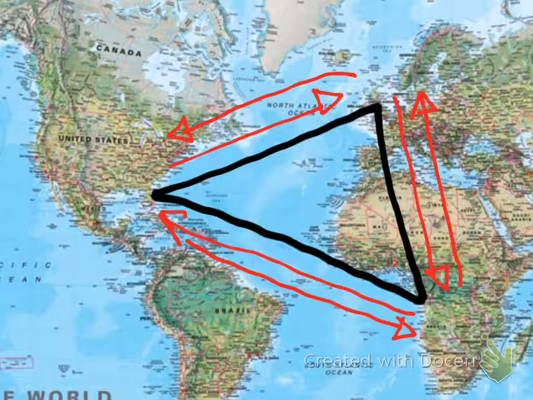The biggies here to remember are manufactured goods from Europe going to Africa, slaves from Africa going to the Americas, and raw materials in the form of cotton, tobacco, and sugar going from the Americas.